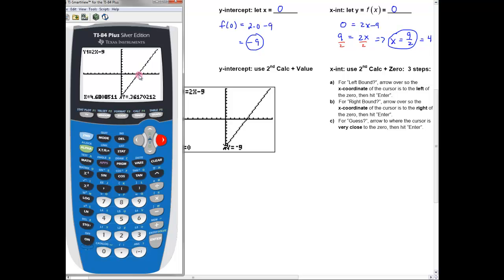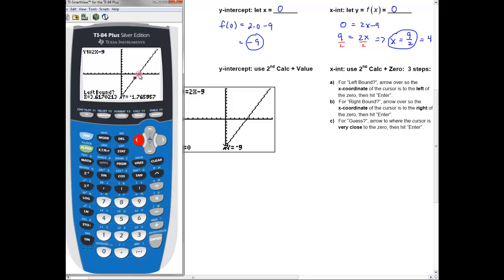Well, another name for the x-intercept is a 0, because that's what makes the function or y value 0. So what I can do is I can go and calculate number 2, the 0. So notice I use the value, the first one, to find the y-intercept, and I use the second one, 0, to find the x-intercept. And then notice what the calculator tells me. It says, give me a left bound, and so that means I need to go on the left-hand side of my 0.